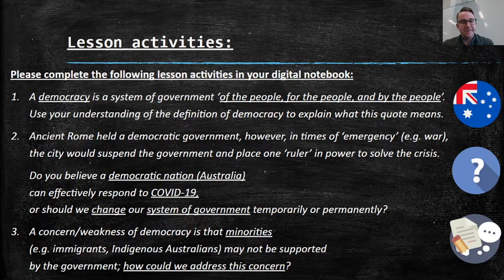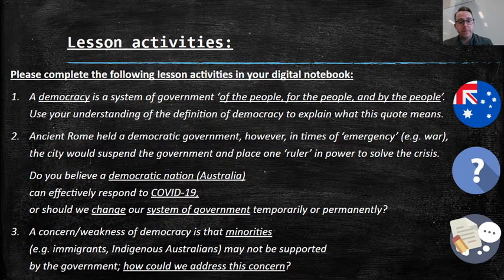Ancient Rome held a democratic government. So back in the day, they were also a democracy. However, in times of emergency, so if there was a war, if there was an invading country at the doorsteps of the city, they would say, all right, we're getting rid of democracy for the day. The city would suspend the government, and they would elect one person, usually a general in the army, to be the ruler of the city to solve the crisis.